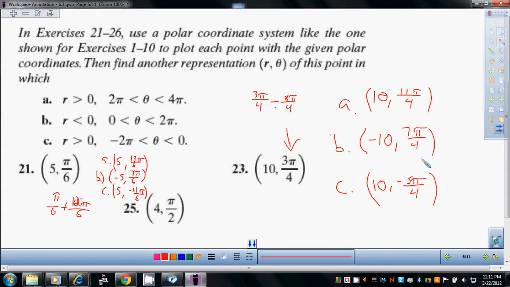Where did that come from? She went to 3 pi over 4. Now, one way to do it, Joseph noticed, going directly opposite is really nothing more than adding pi, and you're welcome to do that. Or just look at your unit circle. What's directly opposite of 3 pi over 4 in the unit circle? There you go. That's where it came from.